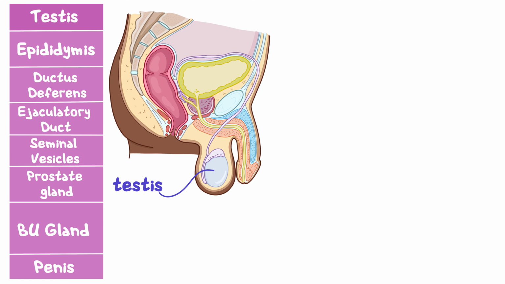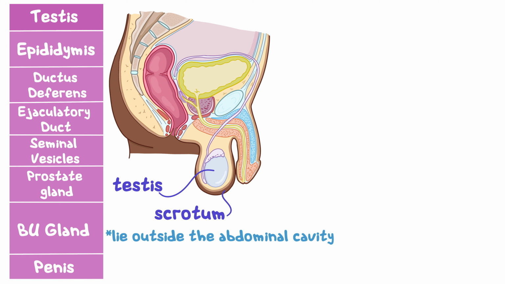Each testis is an organ suspended within a pouch of skin known as the scrotum. The testes thus lie outside the abdominal cavity, and this ensures that spermatogenesis, the formation of the spermatozoa, occurs at a temperature slightly below body temperature, a requirement for successful gamete production.